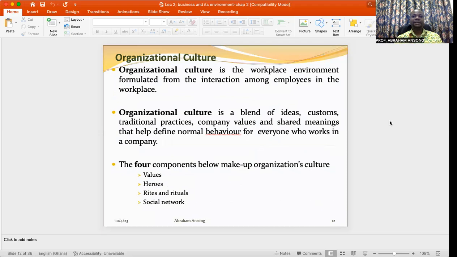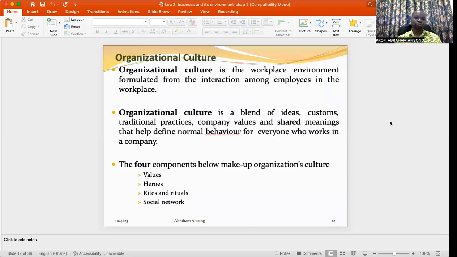Part of the internal environment is to pay attention to the organizational culture. So important. Organizational culture is not a tangible object that you can hold and feel, but it's very key in defining the success or otherwise of a business organization. Organizational culture is the workplace environment formulated from the interaction among employees in the workplace. It is a blend of ideas, customs, traditional practices, company values, and shared meanings that define normal behavior for everyone who works in a company.